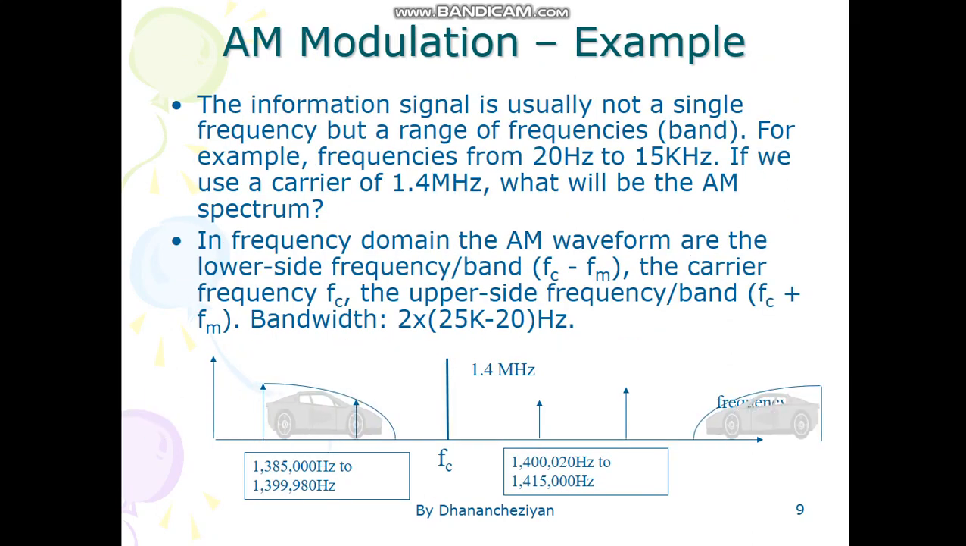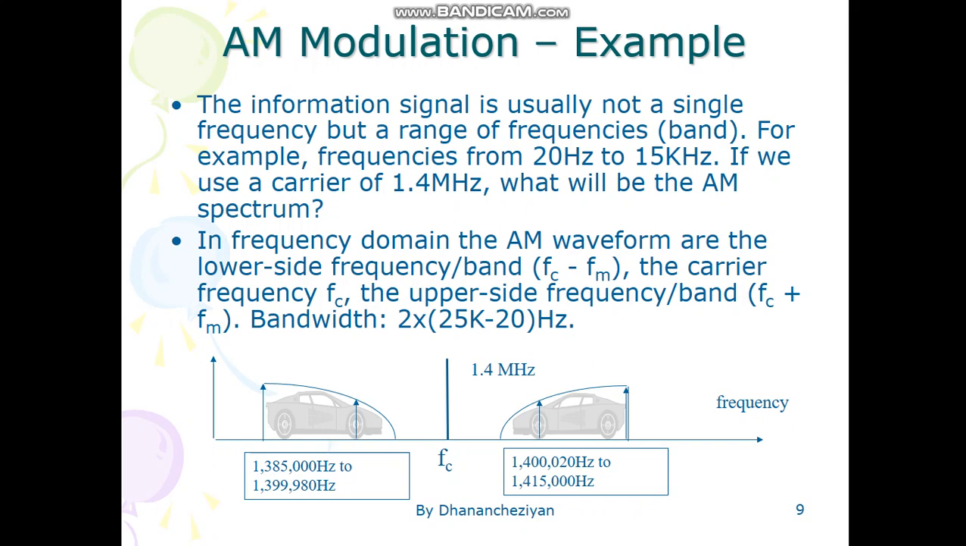Now, there is an example given for AM modulation. In this diagram you can see I would like to transmit an image using AM modulation. The data has a low frequency, varying between 20 hertz and 15 kilohertz. Let us assume I take 15 kilohertz as my maximum message frequency and 1.4 megahertz as my carrier frequency. Now, what is going to be the spectrum?